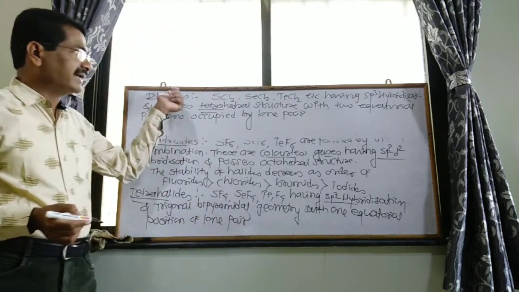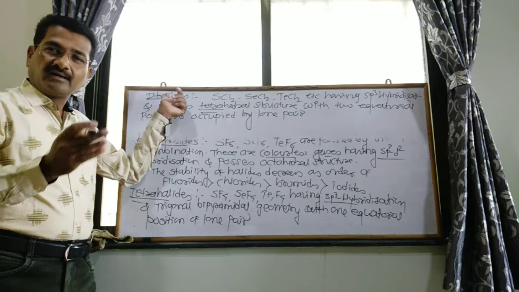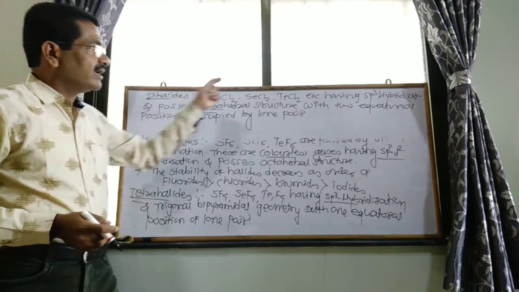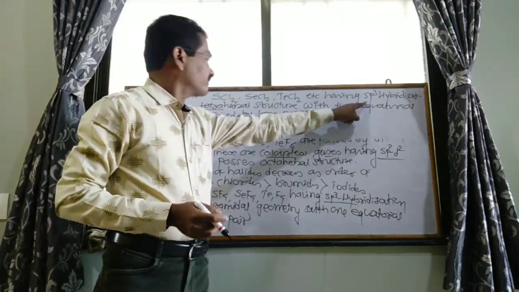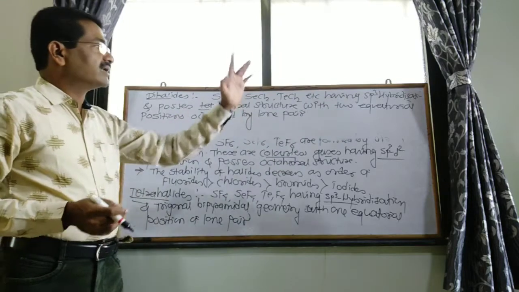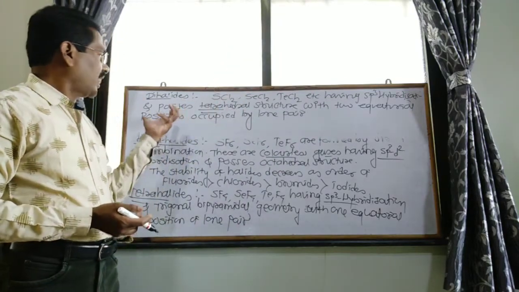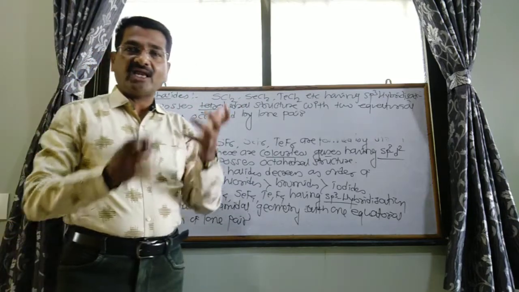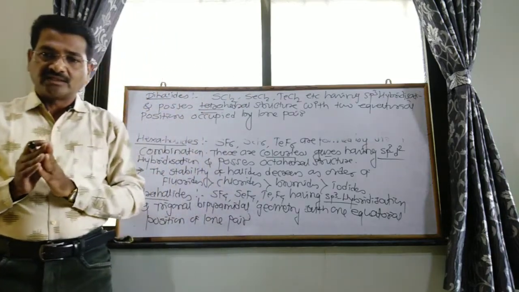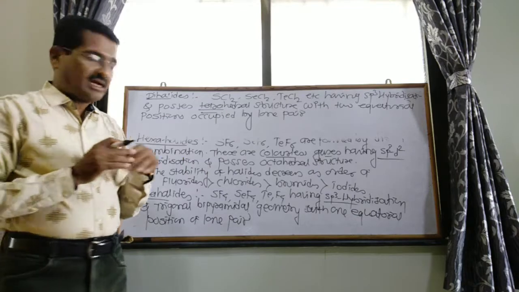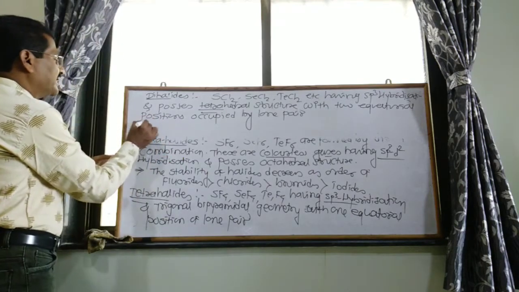What dihalides? All the dihalides have sp3 hybridization and a tetrahedral structure with two equatorial positions occupied by lone pairs. So these are the dihalides. Last one is the monohalides.